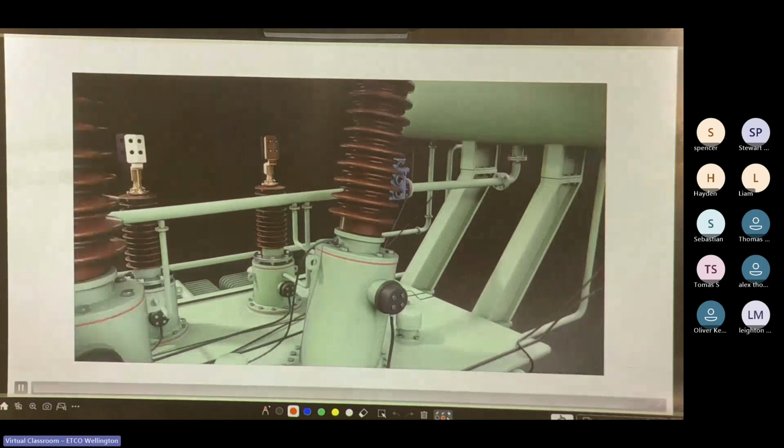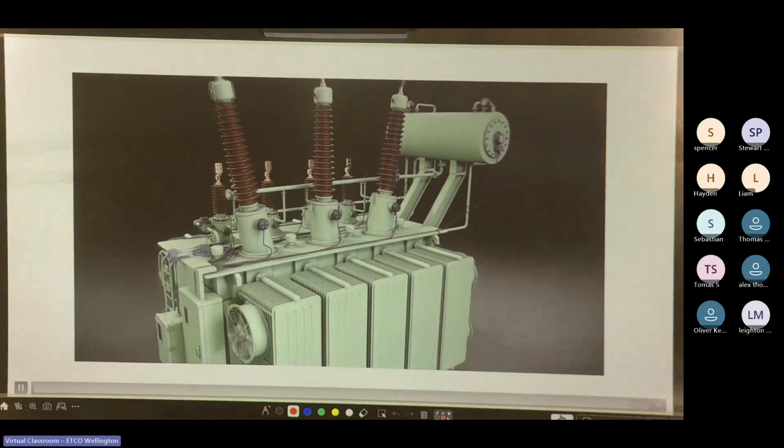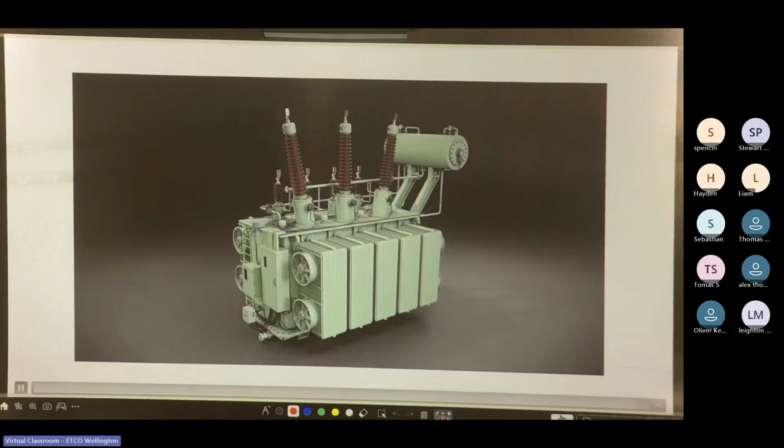And that's how a Buchholz relay, operating on a simple principle, effectively protects a transformer.